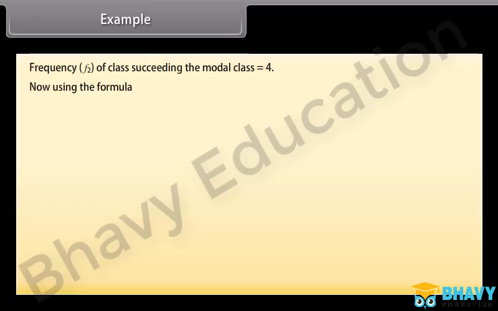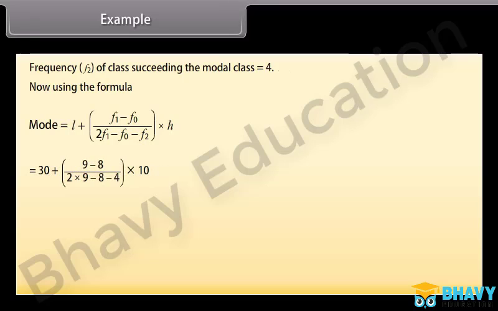Now, using the formula given below, L plus F1 minus F0, that is divided by 2F1 minus F0 minus F2 multiplied by H, we will find the mode as 30 plus 9 minus 8 by 2 into 9 minus 8 minus 4 into 10 equals 30 plus 10 by 6, which equals 30 plus 1.67 equals 31.67.